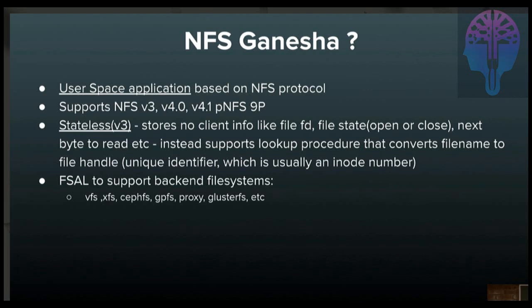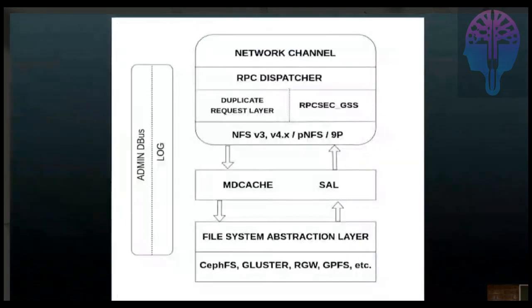It's mostly the inode number for the file. And NFS Ganesha has FSAL, which is called File System Abstraction Layer, and I'll be talking more about FSAL. I'll be talking about FSAL a couple of times in my presentation. So the architecture, right?